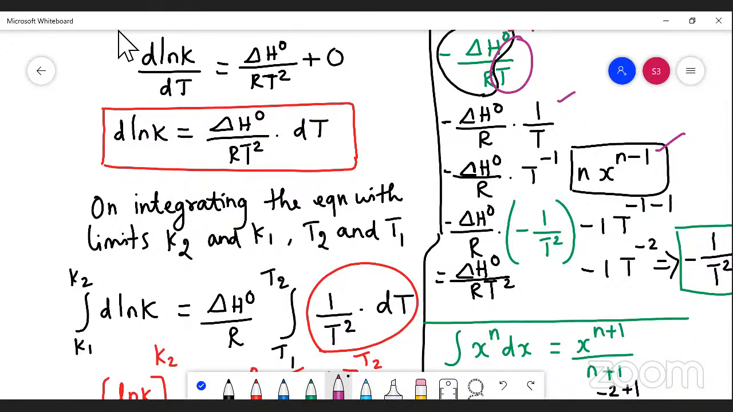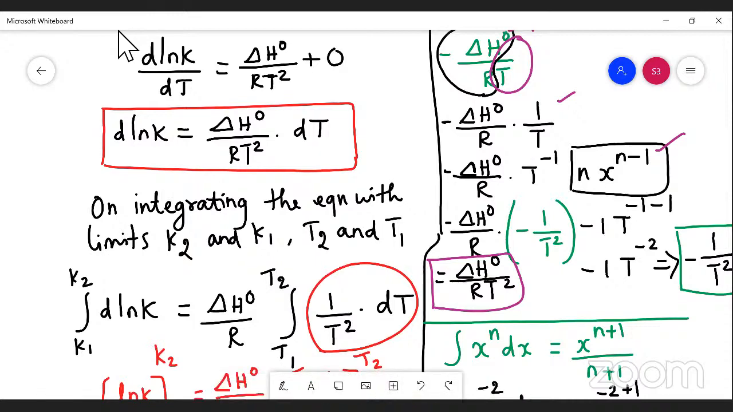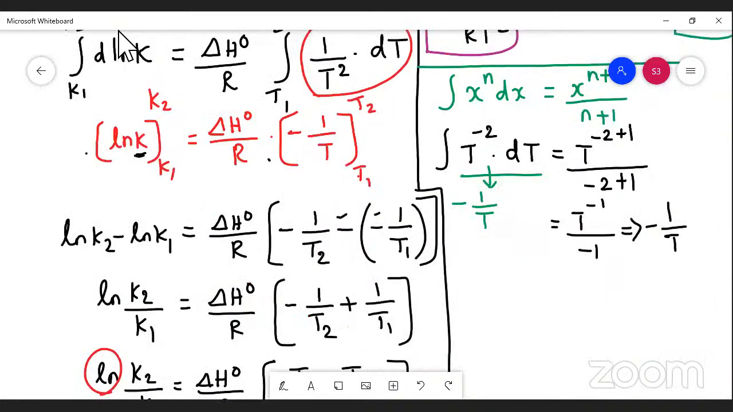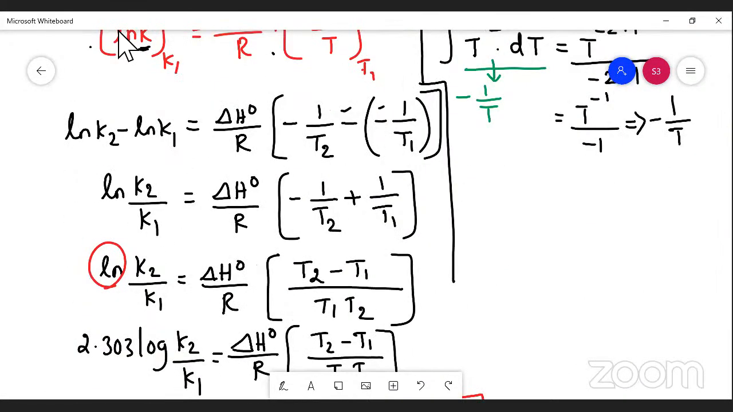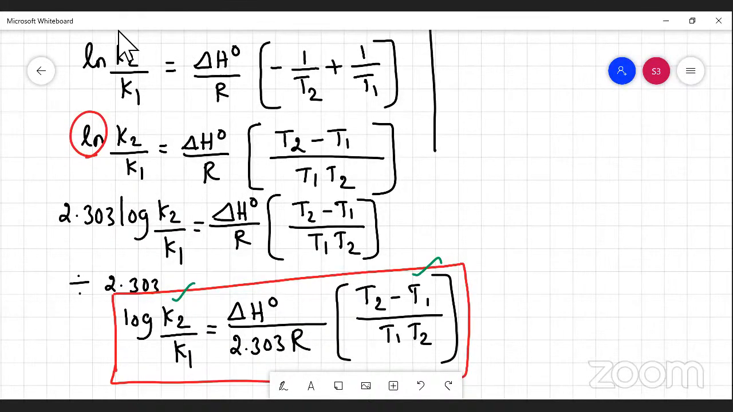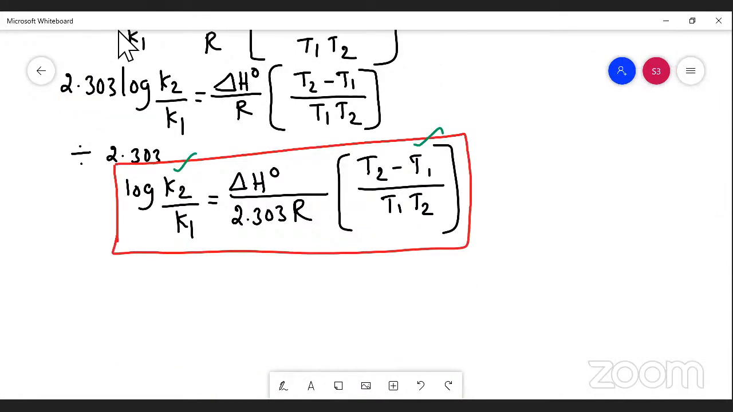Now I am going to substitute this term in minus del H naught by R. Substituting minus del H naught divided by R into minus 1 by T square, we are getting del H naught divided by R T square. The same equation, again I am integrating. On integration, we get the relationship log K2 divided by K1 equal to del H naught divided by R. To convert ln into log, we multiply by 2.303, and the same 2.303 we divide into the whole equation. The final relation between the equilibrium constant and temperature dependence we got is the Van't Hoff equation.